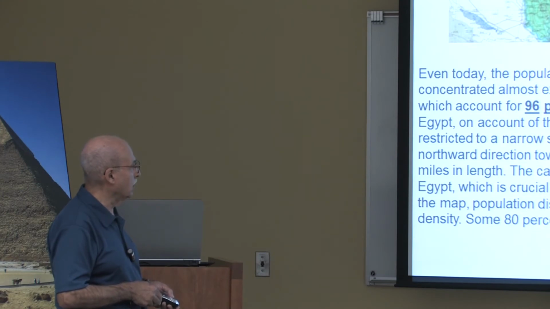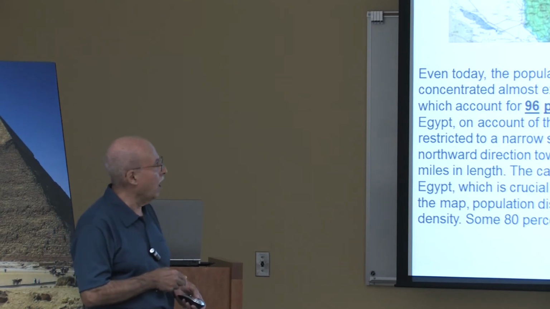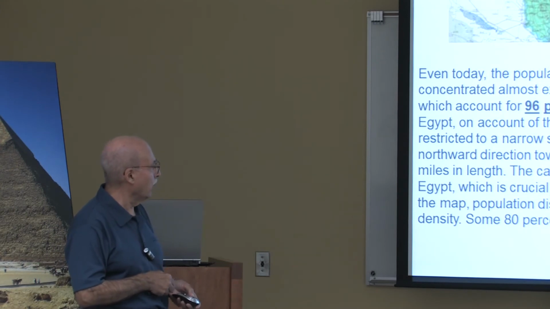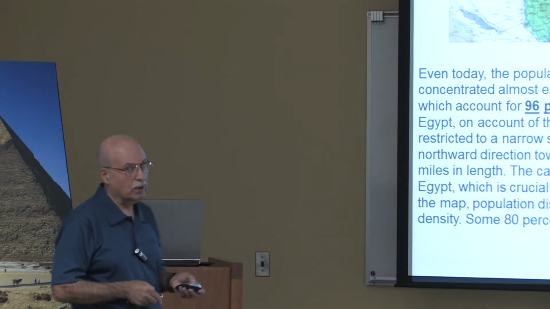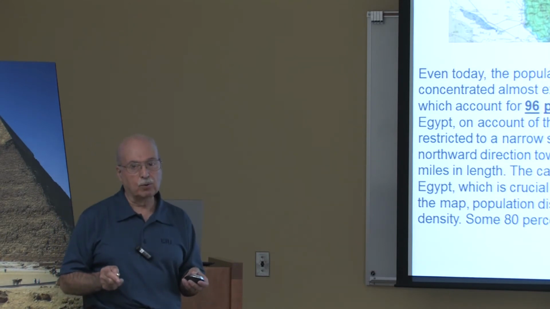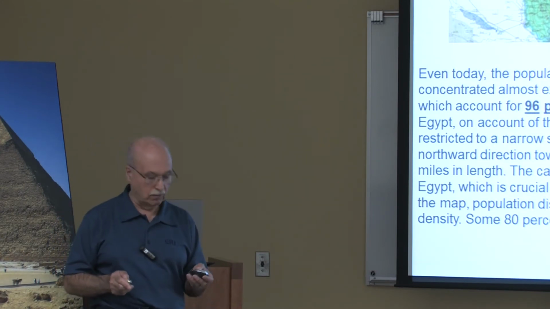As can be clearly seen from the map, population distribution in Egypt is characterized by extreme contrast in density. High density here, very low elsewhere. Some 80% live in the delta area. So that narrowed down, focused, and restricted the activities of this civilization.